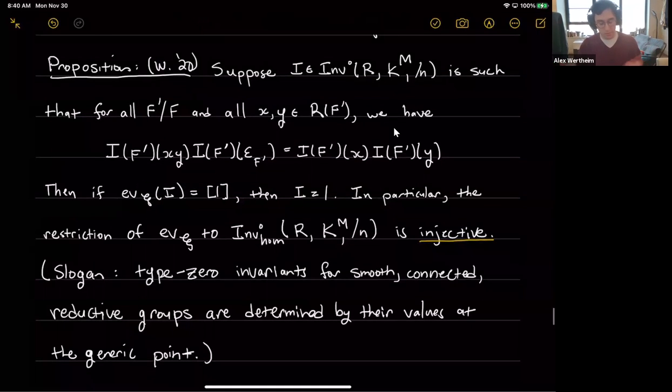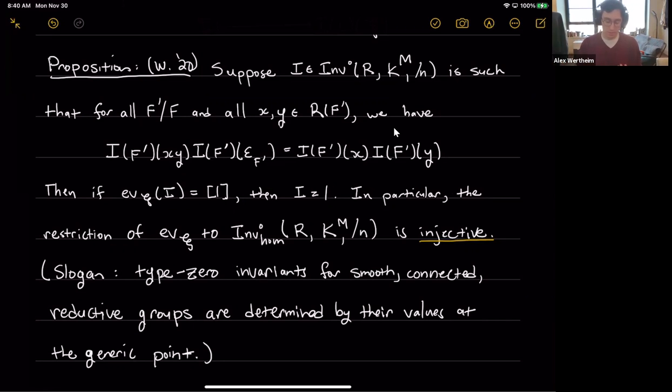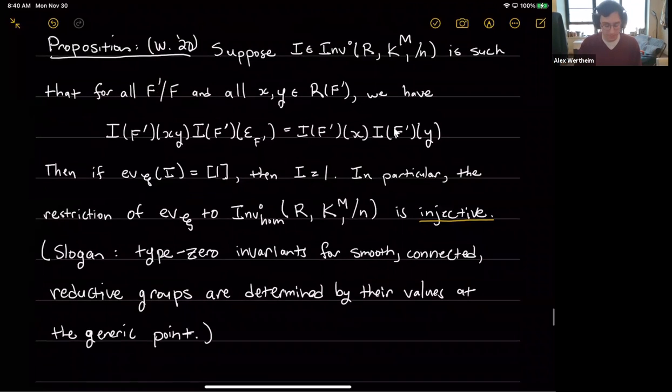So this has a nice slogan, which is that these type 0 mod n invariants for smooth connected reductive groups are determined by their values at the generic point, which is the sort of thing that one might hope for, right? In the sense that the generic point should control a lot of information about our group. And so trying to understand other points of the group in terms of these functorial associations should be possible in terms of the generic point.